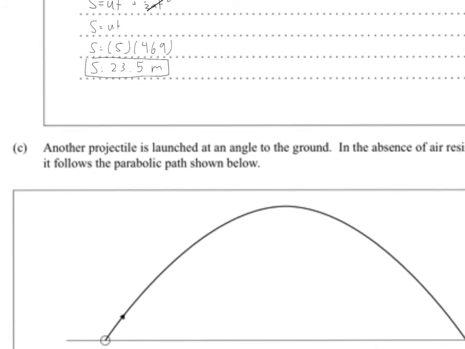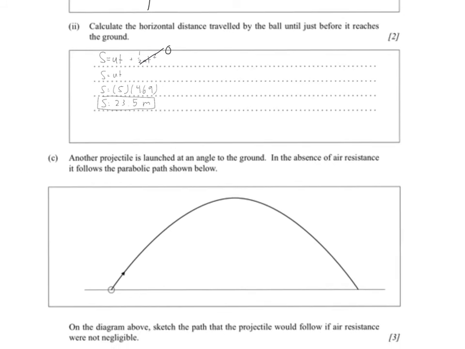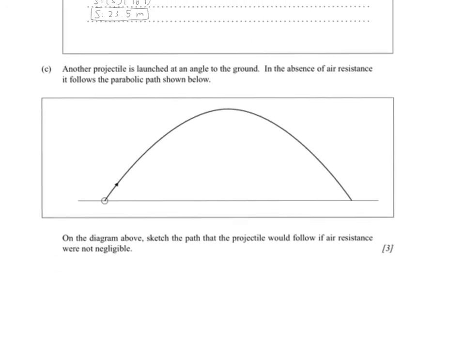The final problem says another projectile is launched at an angle to the ground in the absence of air resistance. It follows the path shown below, and it says on the diagram above, sketch the path that the projectile would follow if air resistance were not negligible. So if air resistance were not negligible, there's a force between the object that's moving and the air molecules that are pushing up against it. So the acceleration in the y direction is going to be less.